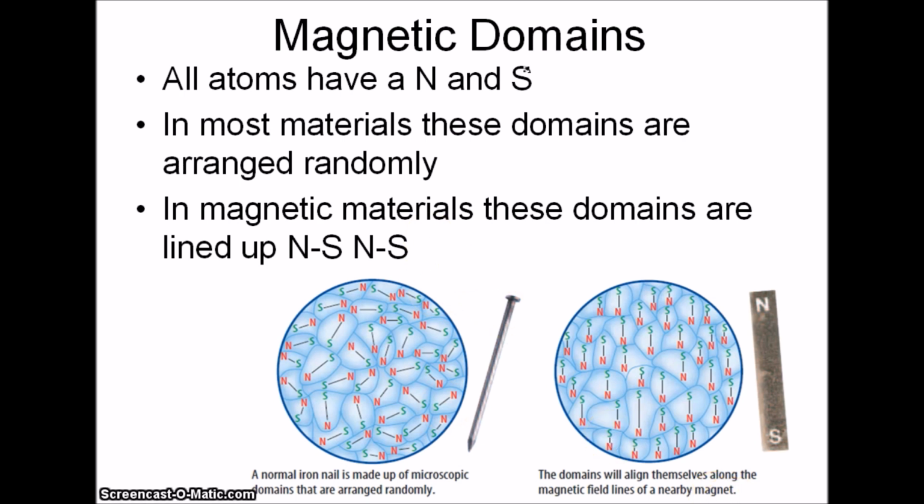Okay, so magnetic domains, this is where all atoms have a tiny little north and south in them. And you can see that in this picture. Here's just a blown up picture of a nail. So all these are little atoms, and there's a little tiny north and a little tiny south. In most materials, these domains are just randomly arranged, and there's no pattern to them. Now, what makes a magnet is when all these tiny domains are lined up, north-south, north-south, and then that iron will start to have magnetic properties.